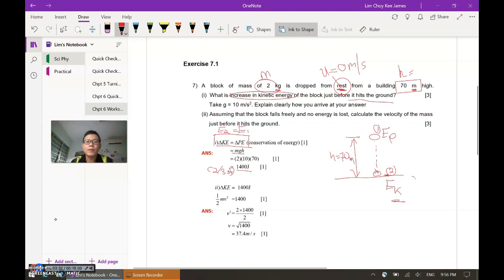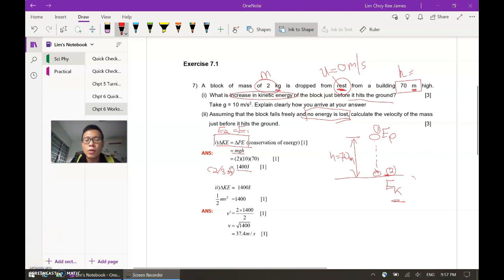Now, in part 2, no energy is lost, so this is an ideal situation. Calculate the velocity of the object just before it hits the ground. So I want to take a look at the energy at this instant here.